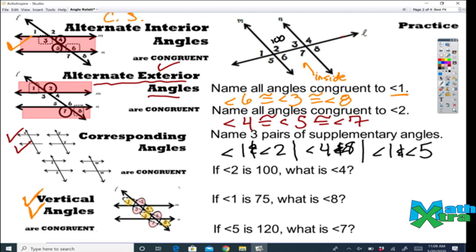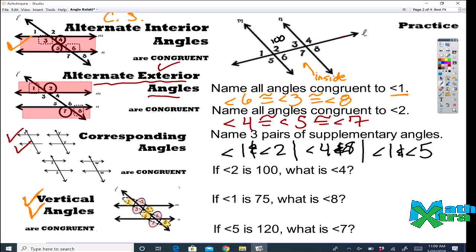All right, y'all, here we go. I have to know relationships. I've said it over and over again. So let's look at angle 2. Where is it located? Angle 2 is on the inside. I need to get to 4, and 4 is on the outside, on the same side of the transversal. Clearly, they're corresponding. So they are what? Congruent. Congruent means the same. So angle 4 has to be 100 degrees.